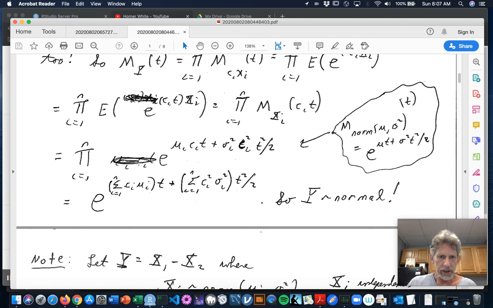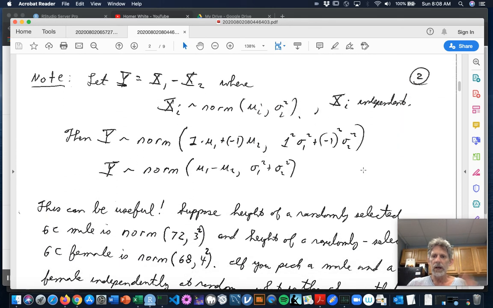Now, that's a product of exponentials, so that can become an exponent for a sum. And when I do that and gather things together, I get e to this stuff times t plus this stuff times t squared over 2. So that totally fits the form for the moment generating function for a normal. And so now I know that Y is normal. Yay.